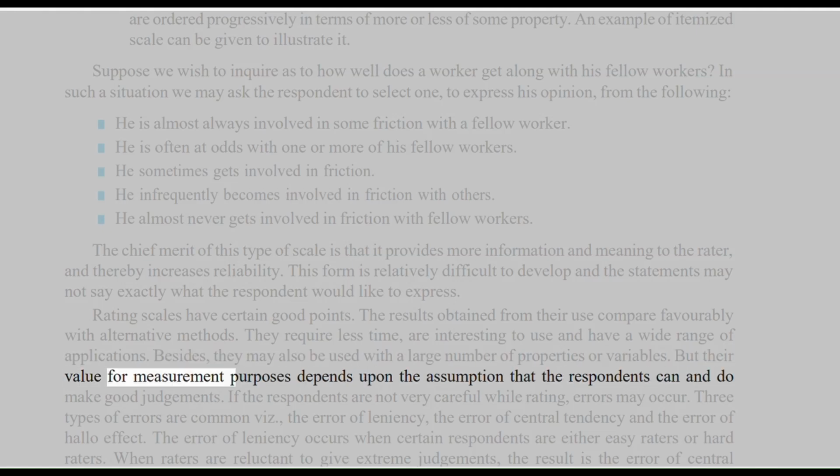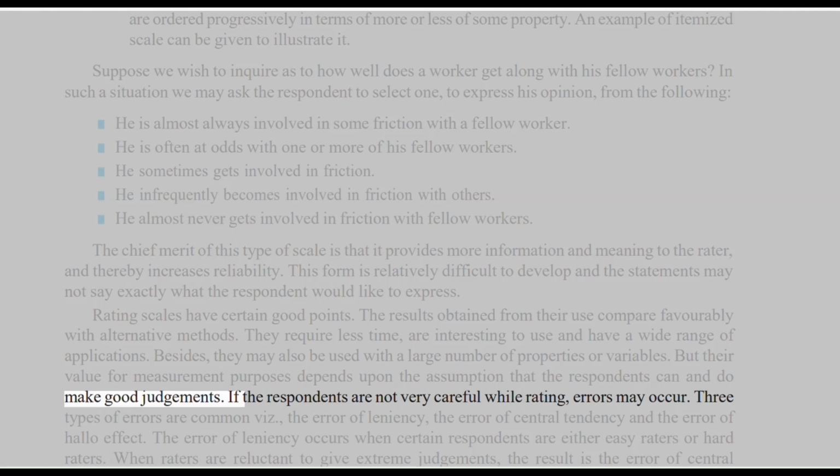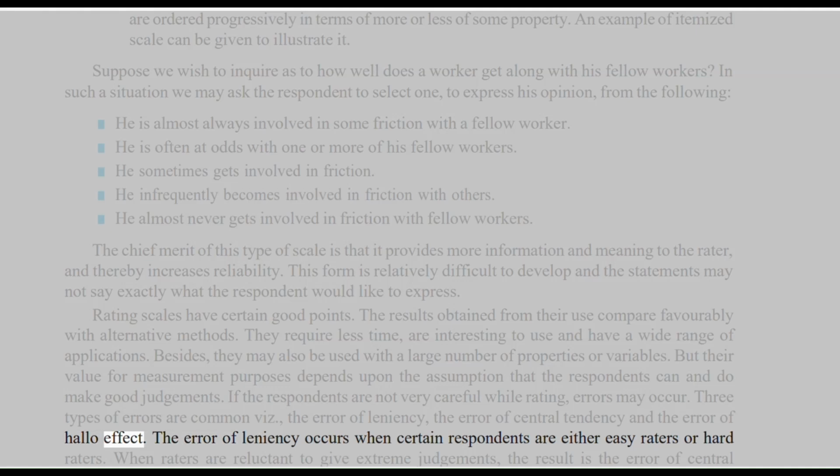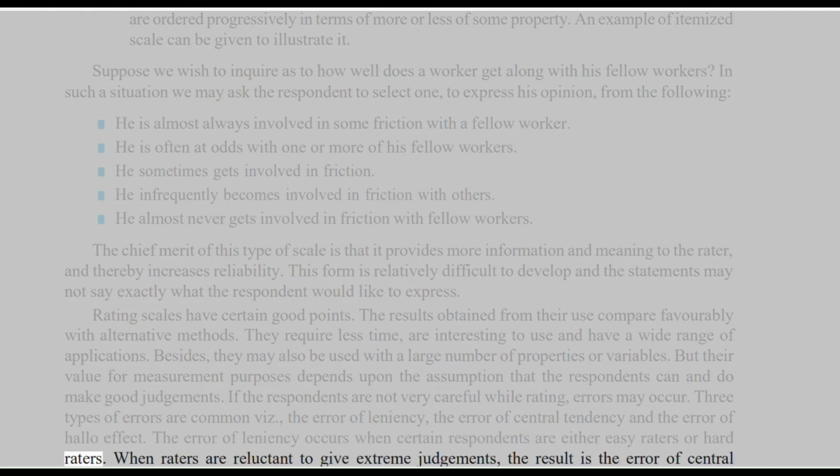But their value for measurement purposes depends upon the assumption that the respondents can and do make good judgments. If the respondents are not very careful while rating, errors may occur. Three types of errors are common, viz. the error of leniency, the error of central tendency, and the error of halo effect. The error of leniency occurs when certain respondents are either easy raters or hard raters. When raters are reluctant to give extreme judgments, the result is the error of central tendency.